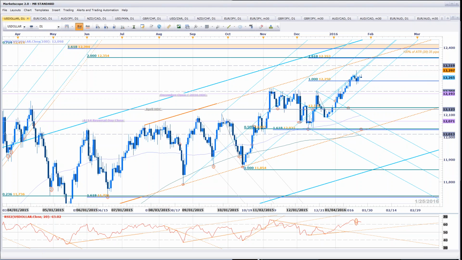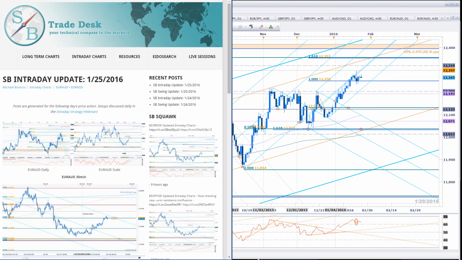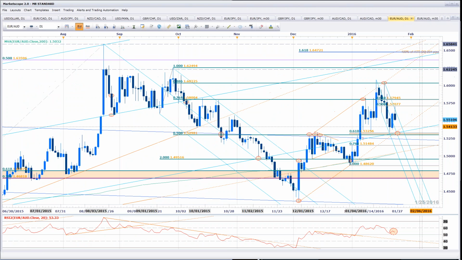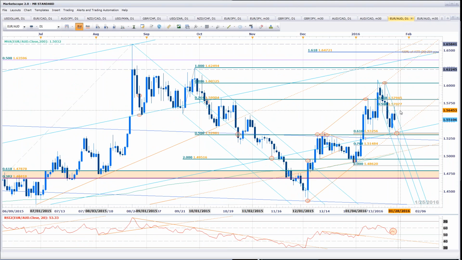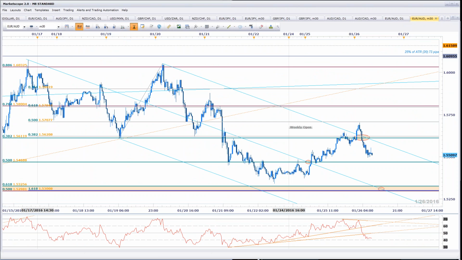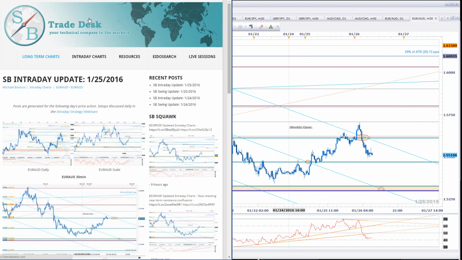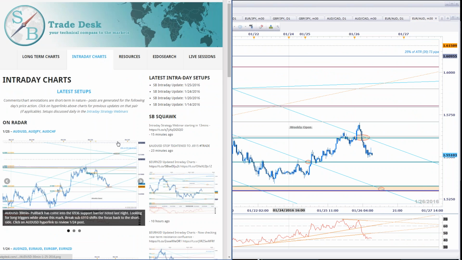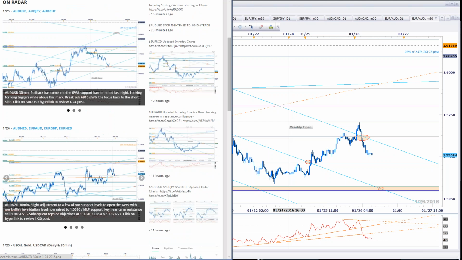Here's what it looks like on some of the setups we've been following. So first things first, Euro Aussie. Here's the daily. And Euro Aussie was one of those ones that was really nice coming into the start of the week. We put this on the radar charts. Let me bring that up real quick. Here's what it looked like to start off the week.